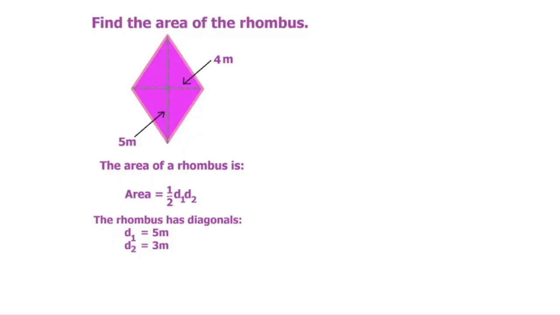So we just plug in the numbers. Area equals 1/2 times 5 times 4. And when you multiply that out, it gives you 10. And don't forget to put in the units. Area is measured in square units, so it's 10 meters squared.